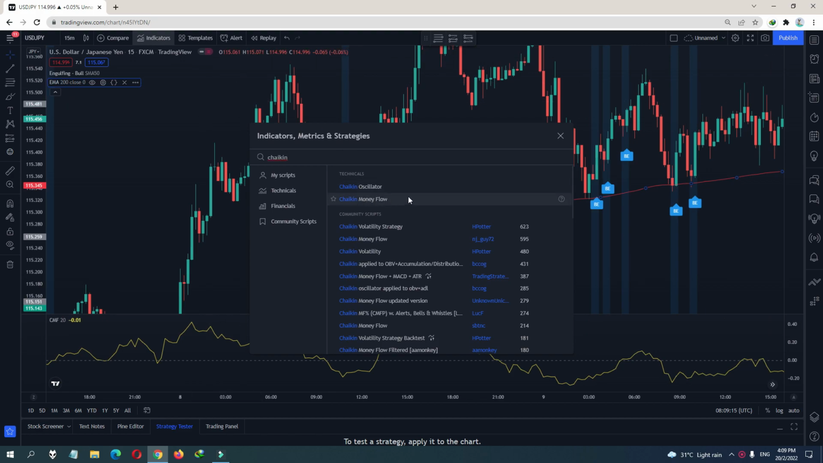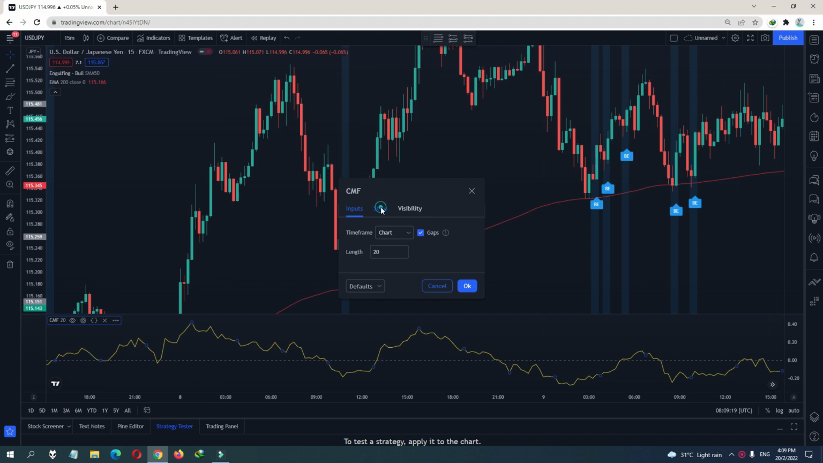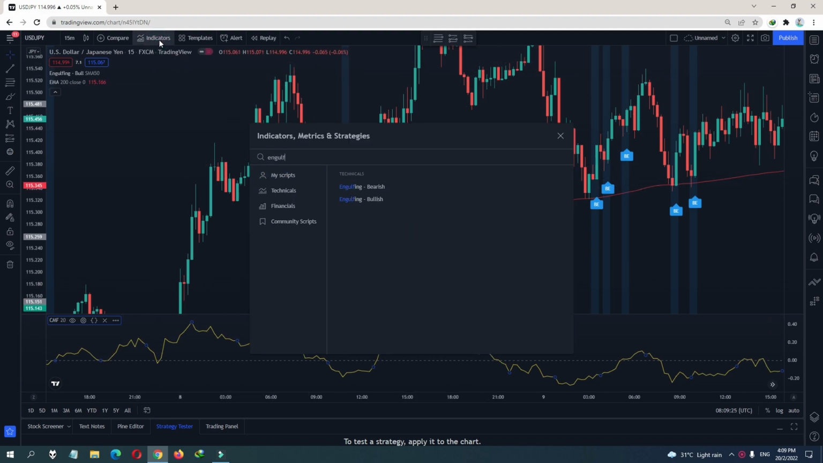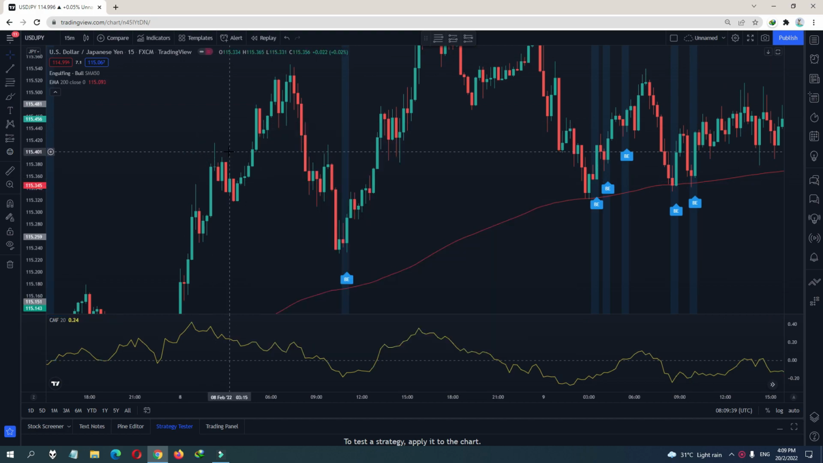Chaikin Money Flow, okay, it's this one. So I use the default settings, only change the color, and then for engulfing you pick this one. Okay, it's this one and this one. This is for sell, bearish, and this is for buy. Make sure you don't pick other engulfing indicators because they might have different interpretations of what an engulfing is.